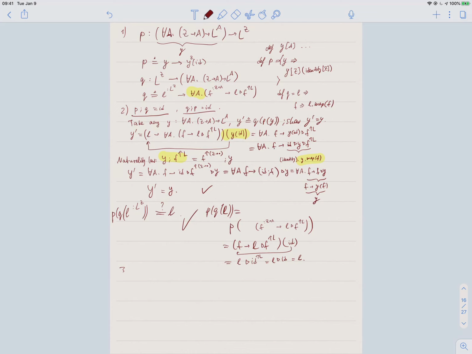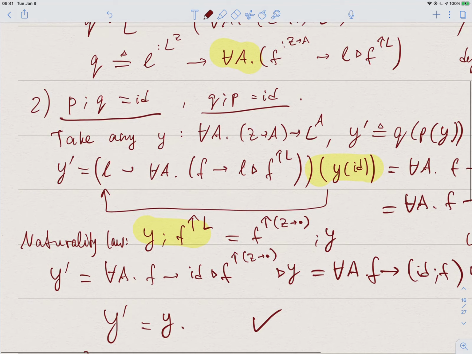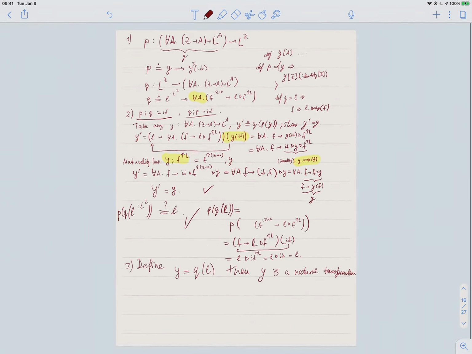And it remains to prove that if we define some Y as Q of L, then Y is a natural transformation. So let's check that the naturality law of Y, which was here, naturality law of Y, that it holds.